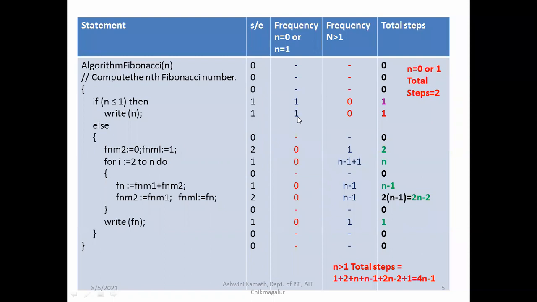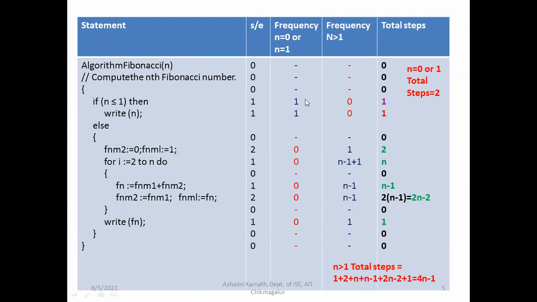When the condition is true for the if statement, if n is less than or equal to 1, or I can say when n is equal to 0, this condition will be true. And when n is equal to 1, this condition will be true. Right? So in that case, these two statements will be executed, 1 and 1. The else part will not be executed at all. So for all the executable statements in the else part, we have zeros here. I hope you are getting it. If the statements followed by the if condition are executed, it means the else part will not be executed. So all the executable statements in the else part will be 0.